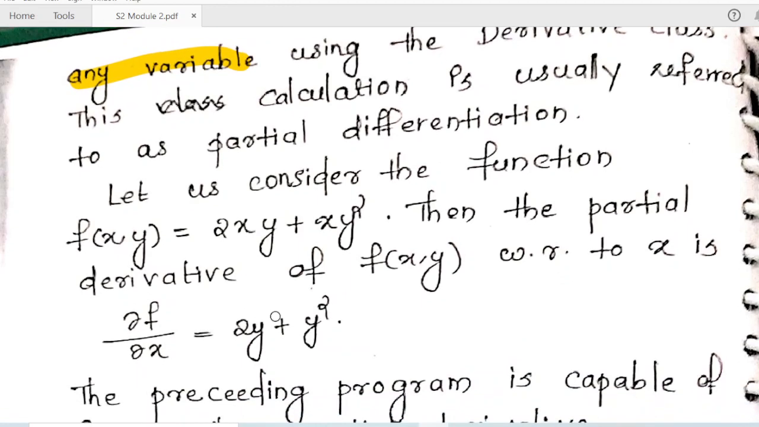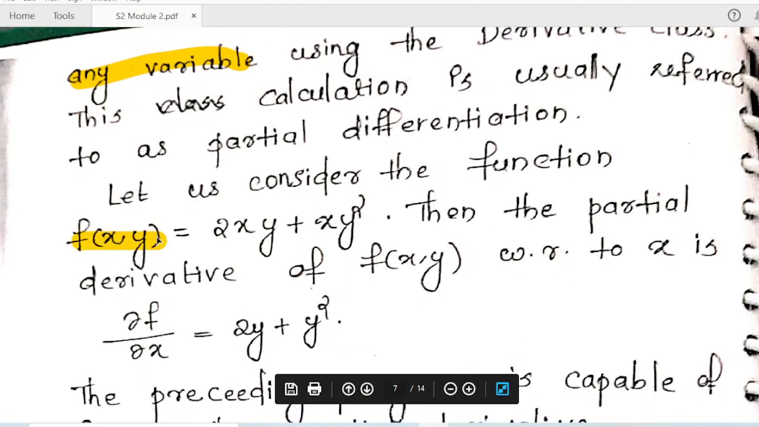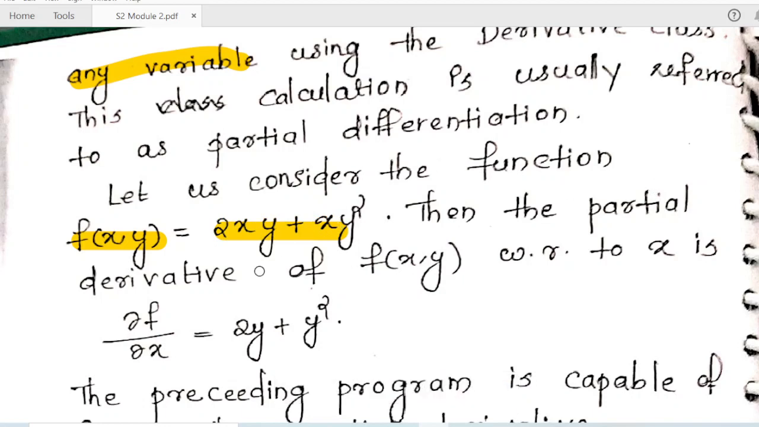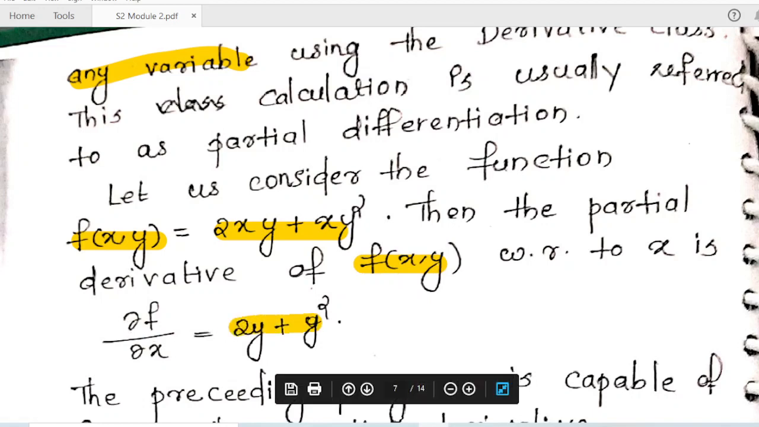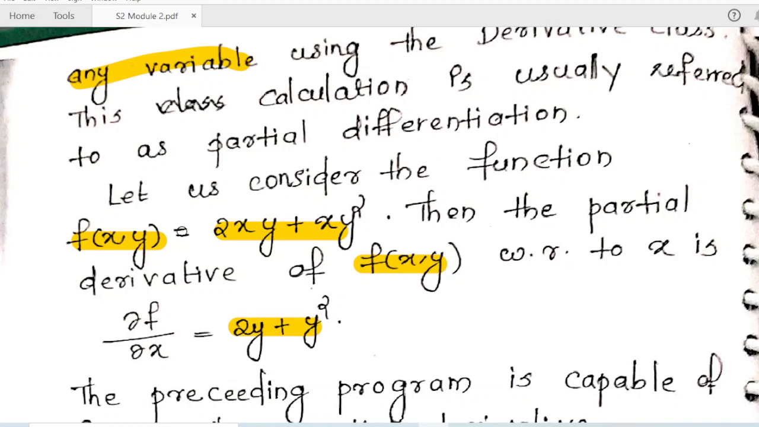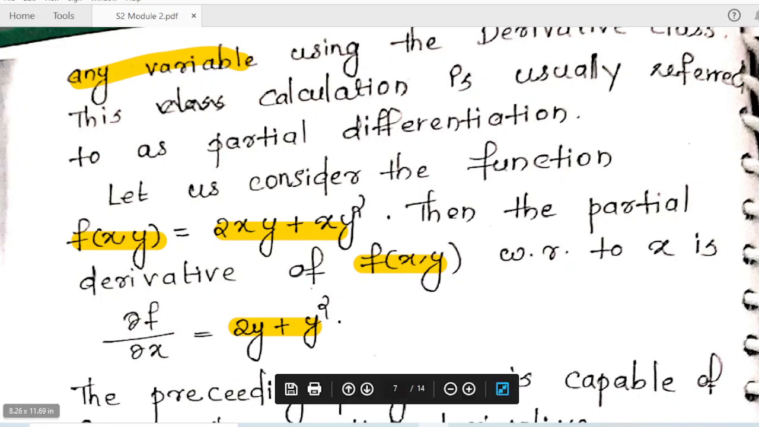Let us consider the function f of x, y is equal to 2xy plus xy square. Then the partial derivative of f of x, y with respect to x, dou f by dou x, is equal to 2y plus y square. So we are already familiar with partial derivatives. We know if f is a function in two variables x and y, then the partial derivative of f with respect to x is given by 2y plus y square.